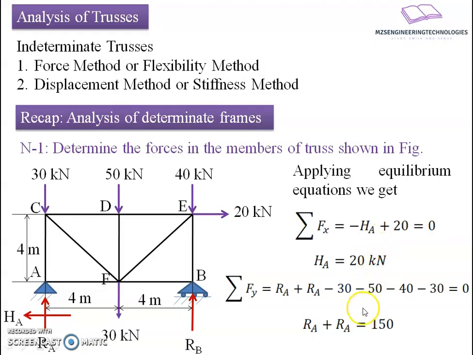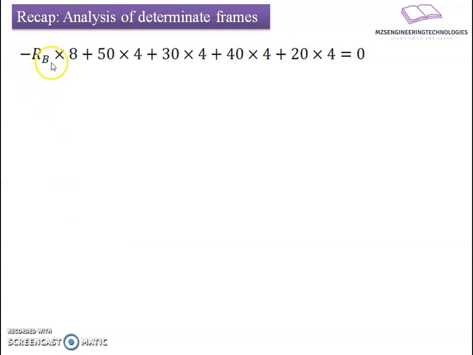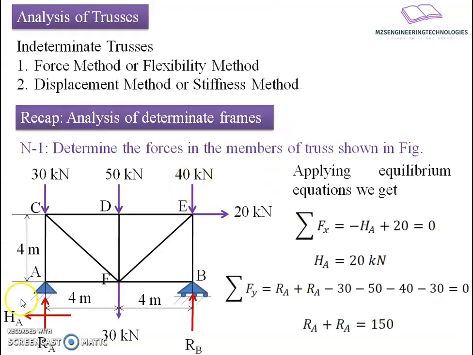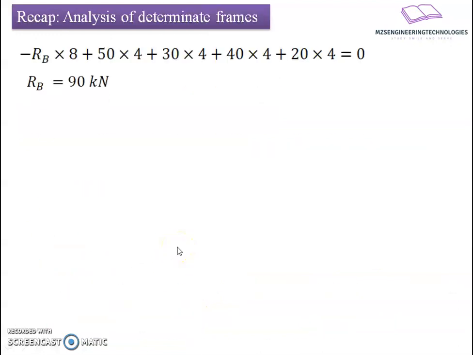Now we do not know all the forces, only HA we have found. RA and RB are still unknown. Then I will use the third equilibrium equation, taking summation of moment about A. It will be minus RB into 8, with anticlockwise moments 50 into 4, 30 into 4, and 40 into 8, because 8 is the perpendicular distance with reference to joint A. That gives minus 40 into 4 plus 20 into 4 equals 0. From this equation, I get RB equals 90.